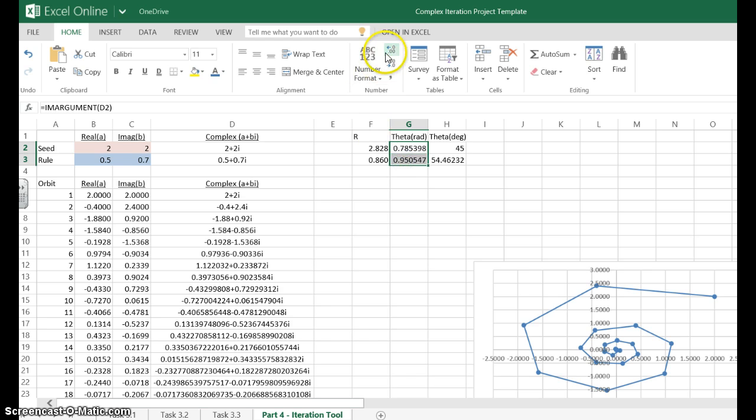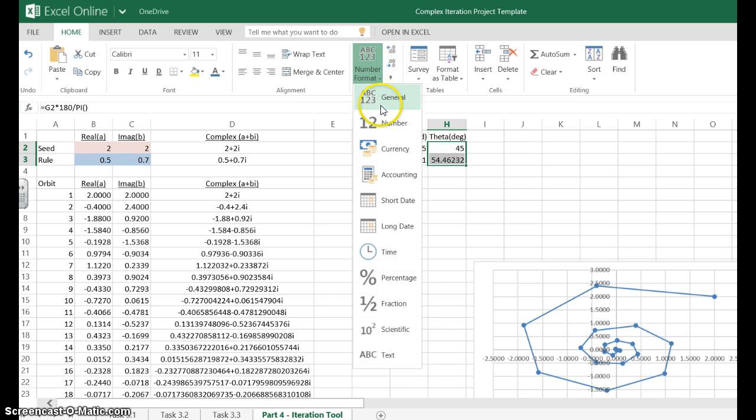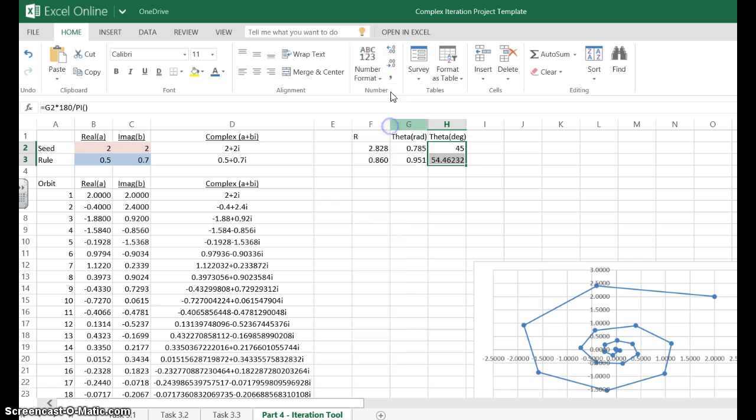For this theta in radians, I'm going to do the same thing. Number format, 3 decimal points, and then for degrees, we're going to do number format, and maybe we'll just go 1 decimal point, so I'm going to take 1 away. And so let's go ahead and copy these labels down here to our orbit section. Go ahead and center those, just like up here, I'll highlight and center those as well.